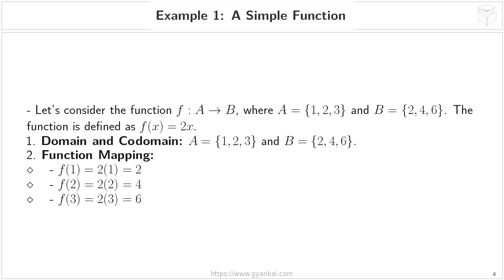So let's calculate. f of 1 is equal to 2 times 1, which equals 2. f of 2 is equal to 2 times 2, which equals 4. And finally, f of 3 is equal to 2 times 3, which equals 6.